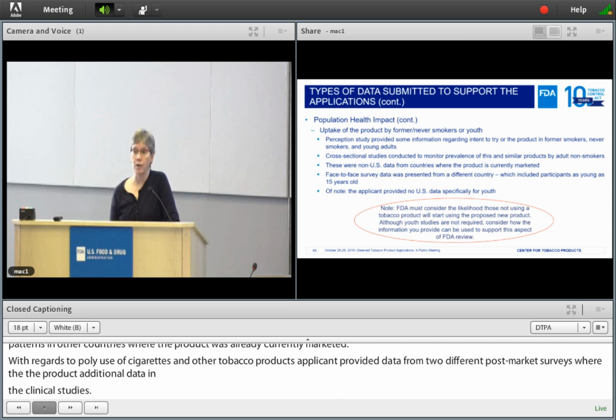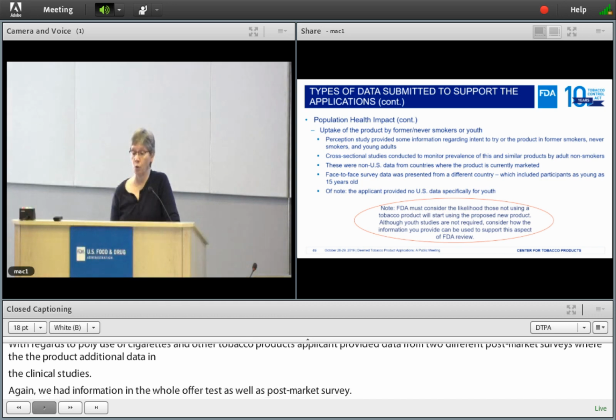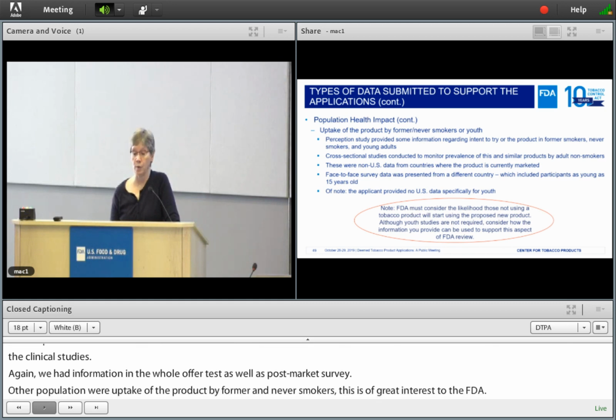Other population health impact studies that were included were uptake of the product by former or never smokers or youth. This is obviously of great interest to FDA. So the perception study did provide some information with regards to the intent to try the product in former smokers, never smokers, and young adult smokers or never smokers. The cross-sectional studies were also conducted to monitor prevalence of this in similar products in adult non-smokers.